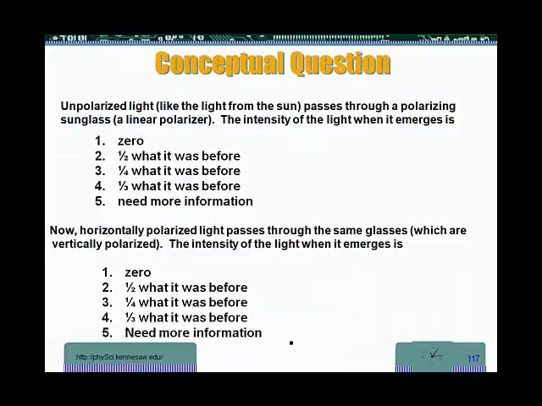A few questions here. Unpolarized light, like light from the sun, passes through a polarizer in sunglasses. The intensity of the light when it emerges, what is it? Let's remember, ideally, a polarizer is going to cut 1/2 of the intensity of unpolarized light. So our answer should be answer 2.